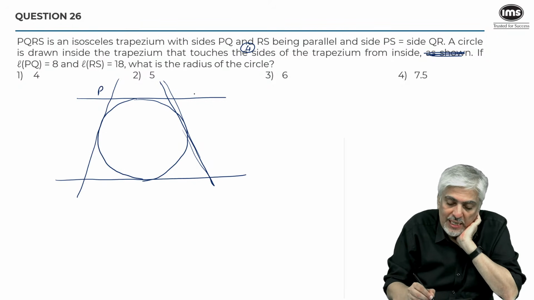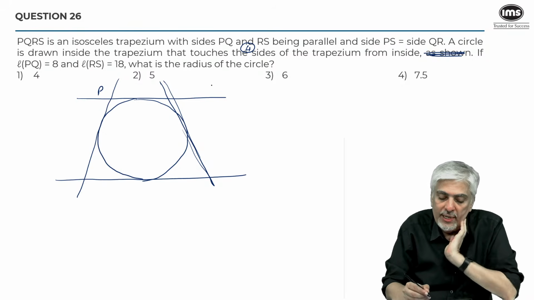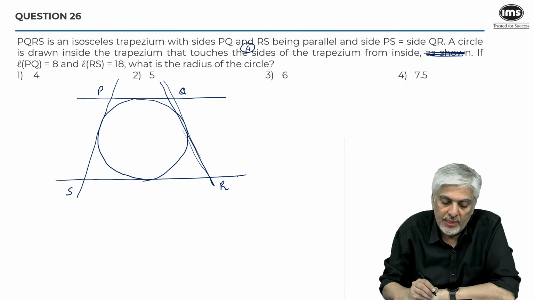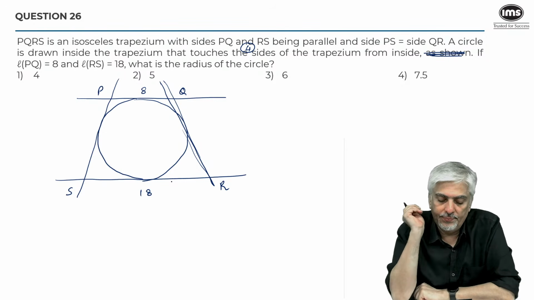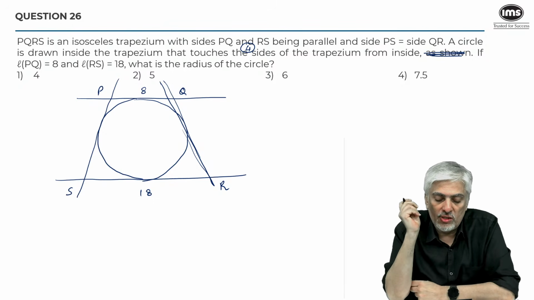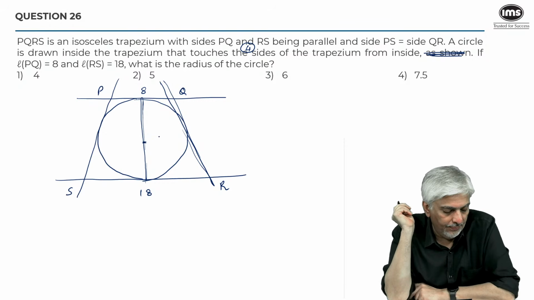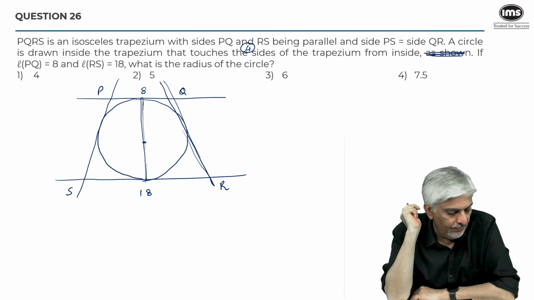So they've told us PQRS is a trapezium where PS is equal to QR. PQ is 8, RS is 18. We want to find the radius of the circle. This line will be the diameter of the circle. So I need the height. Good, a lot of people have got it right. I'm happy.